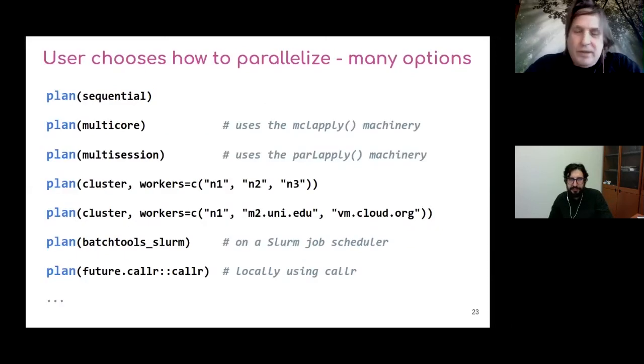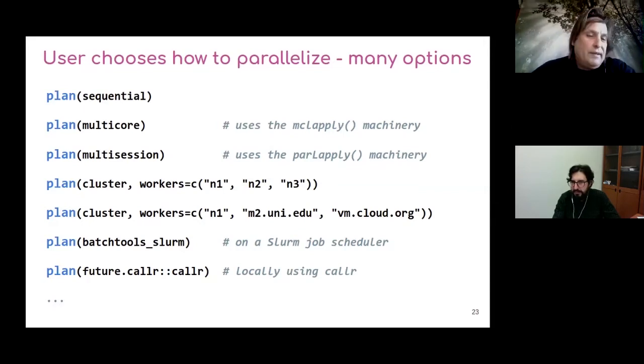And the thing here with the future framework, the user has lots of options to parallelize. So the default is sequential. The user can do multi-core, which is the mclapply machinery. Can use multi-session, which is the parallelization of snow. Some people know that. You can parallelize on 3 local computers. You can parallelize on 1 local computer and 2 remote. You can use a job scheduler to parallelize. You can use the callr package, which works similar to multi-session in this sense on the local computer, and so on. More backends can develop in the future. That would just work.